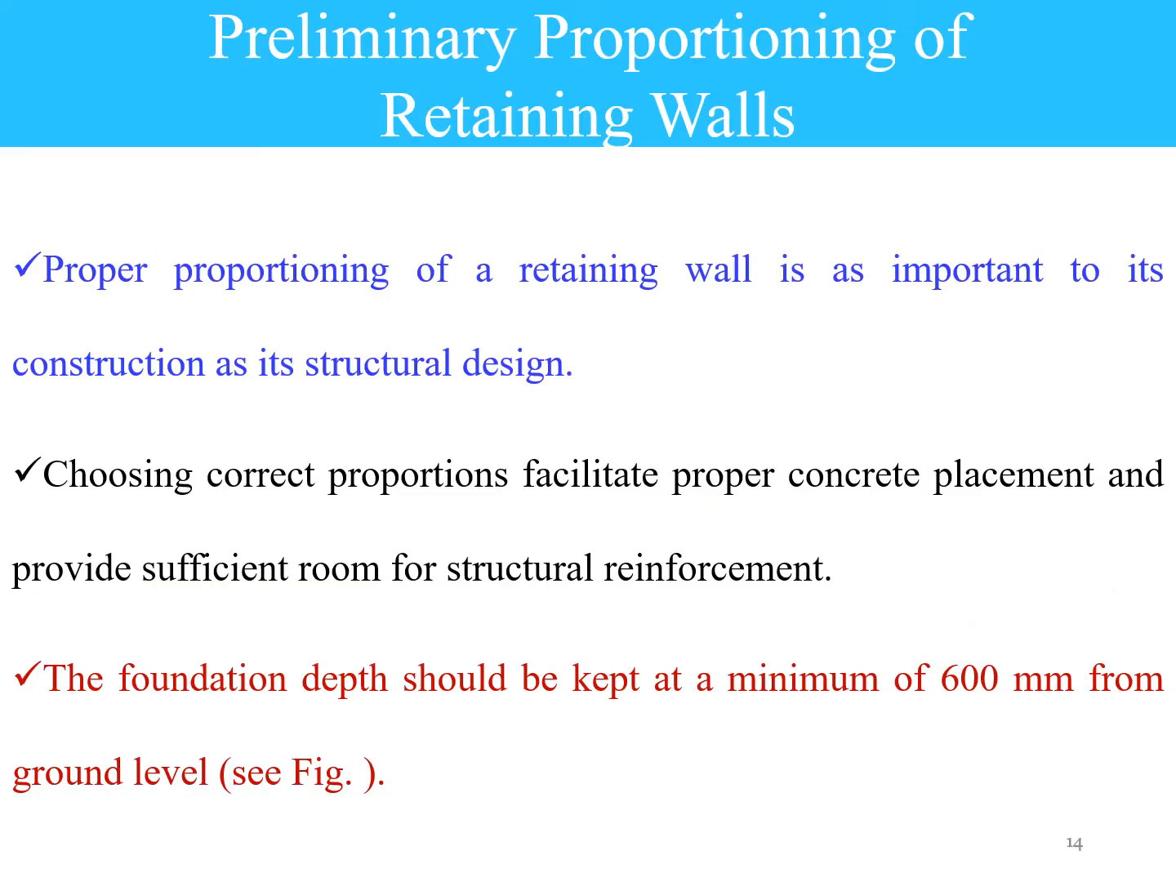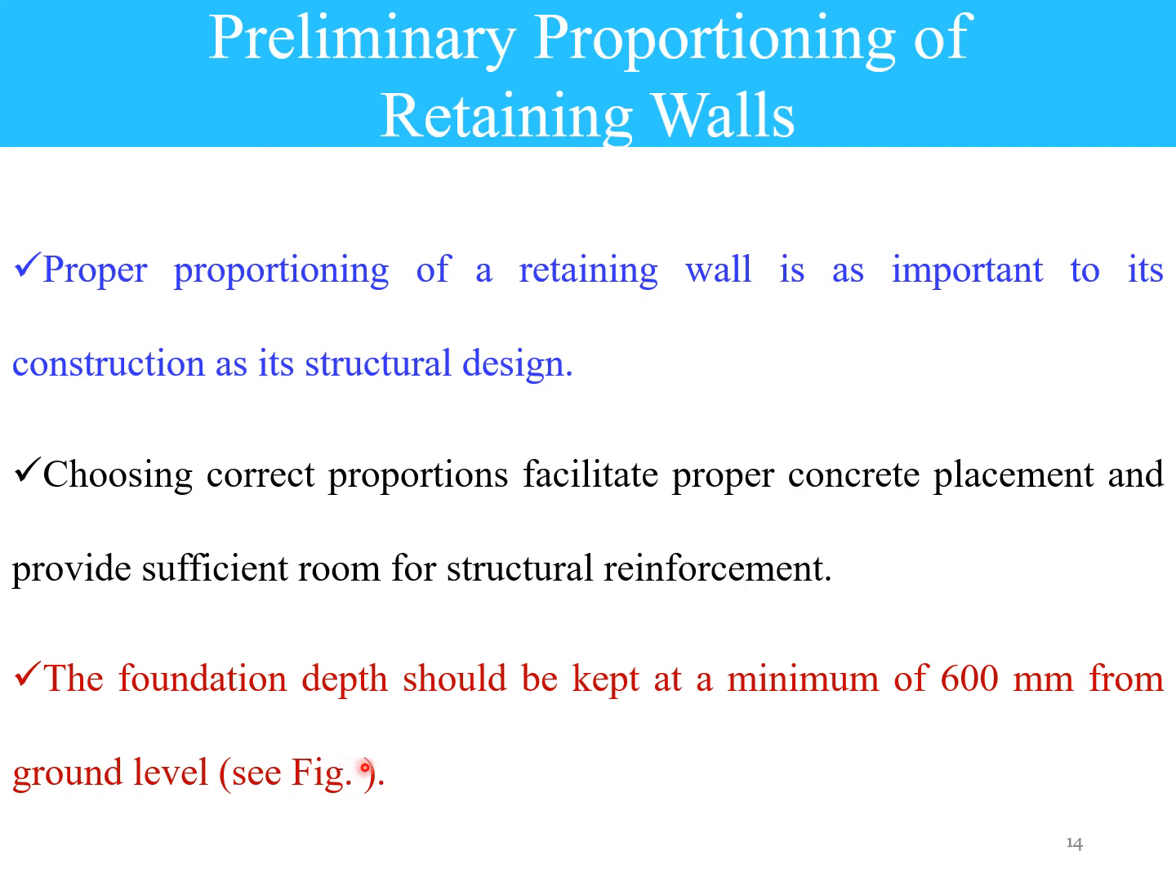Primary proportion of retaining walls. Before designing or before executing it, the proportion of retaining walls plays a very important role. Based on this, the area of steel will also change. So choosing the correct proportion of the retaining wall will result in an effective design and effective placement of reinforcements.